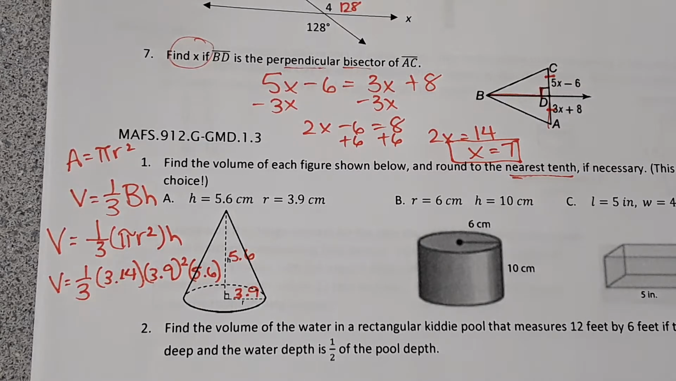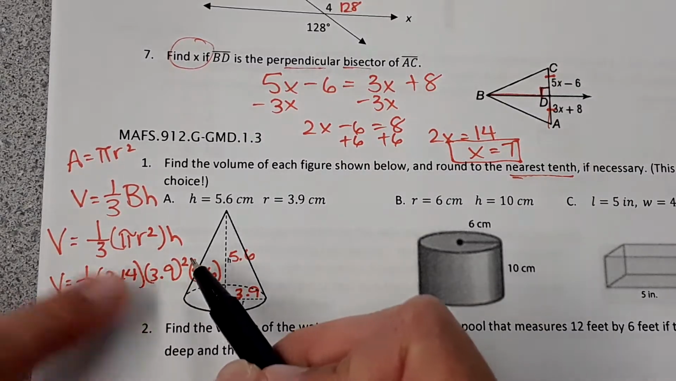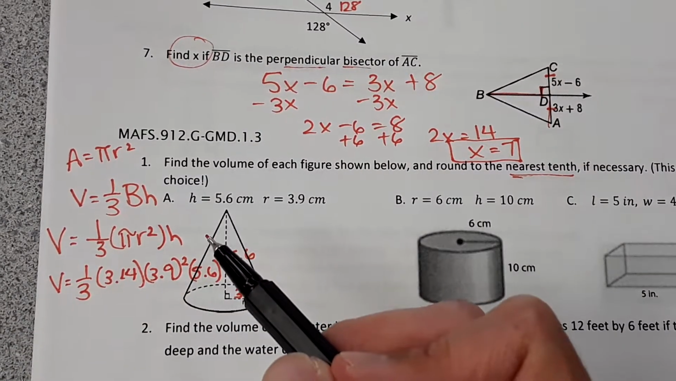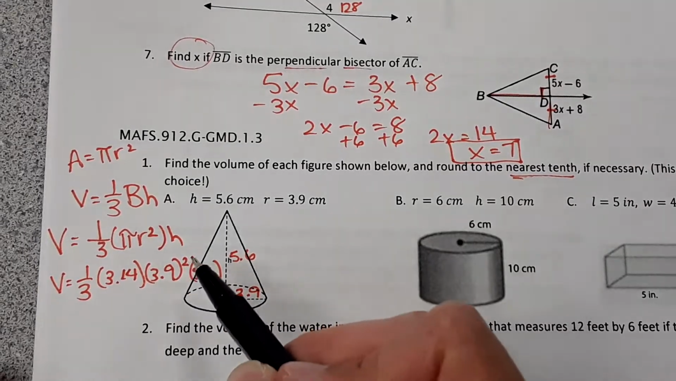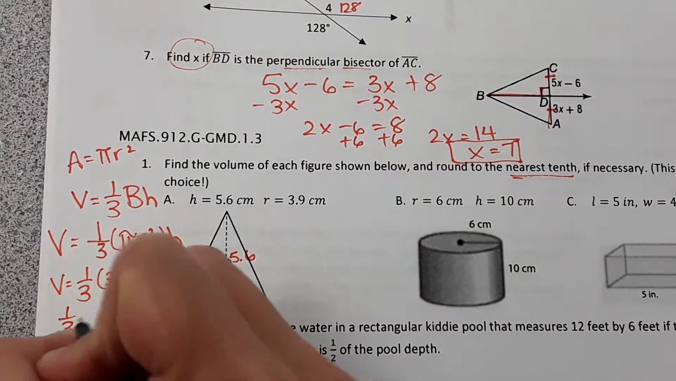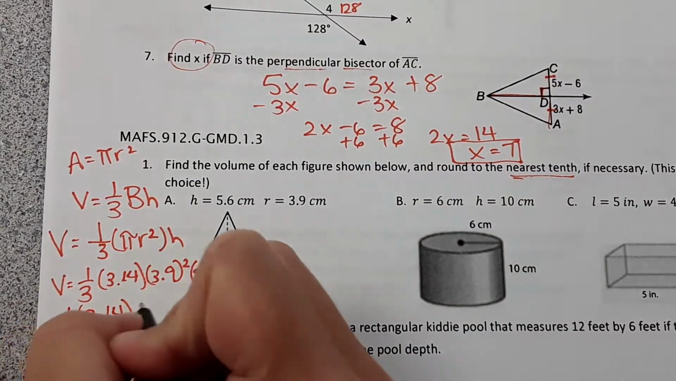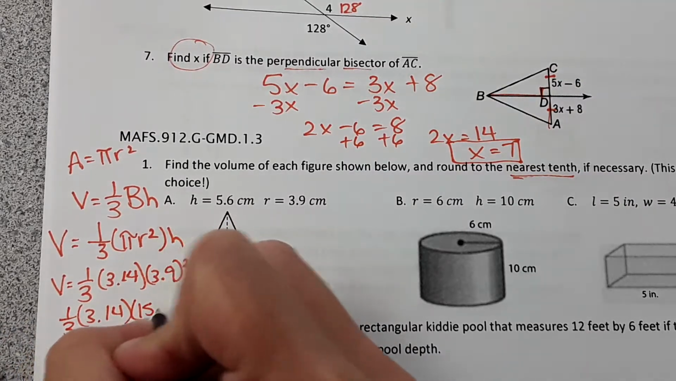Once you have the numbers plugged in, you can solve it, but make sure to use order of operations. So this exponent will come first. So 3.9 squared, so I'm going to bring everything down. 3.9 squared is 15.21.